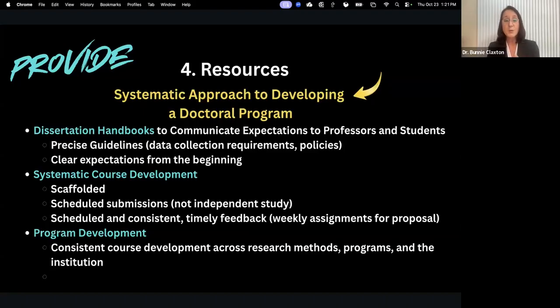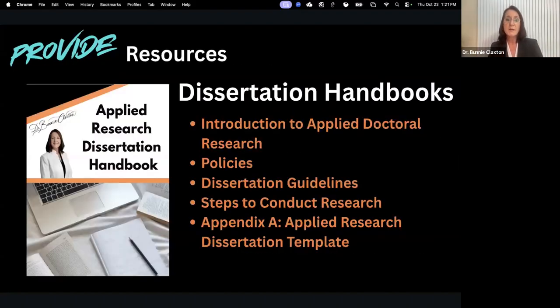From an institutional perspective, when the programs are developed systematically, it's much easier to run from a business perspective. So with the dissertation handbooks, in here, we're going to give them the guidelines. This one happens to be for applied research. We're going to give them the policies, the dissertation guidelines, and the steps to conducting their research.